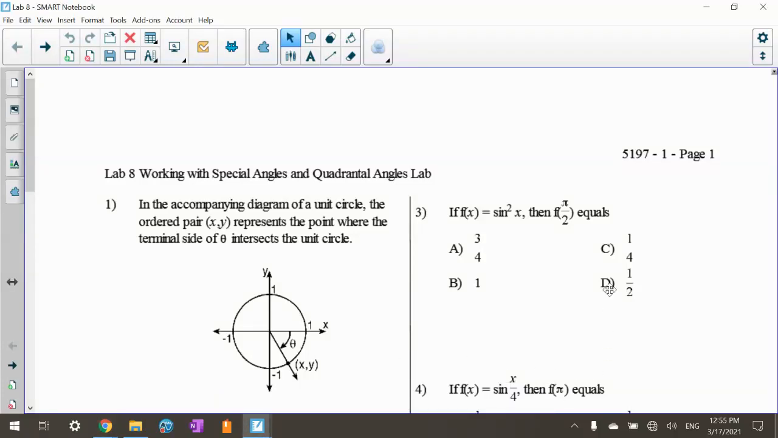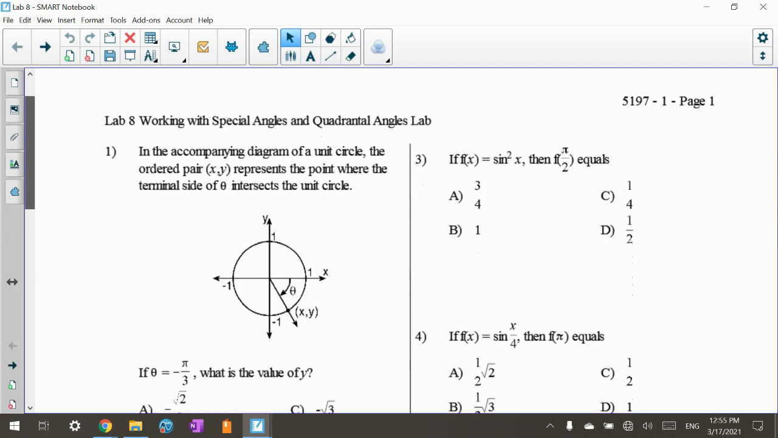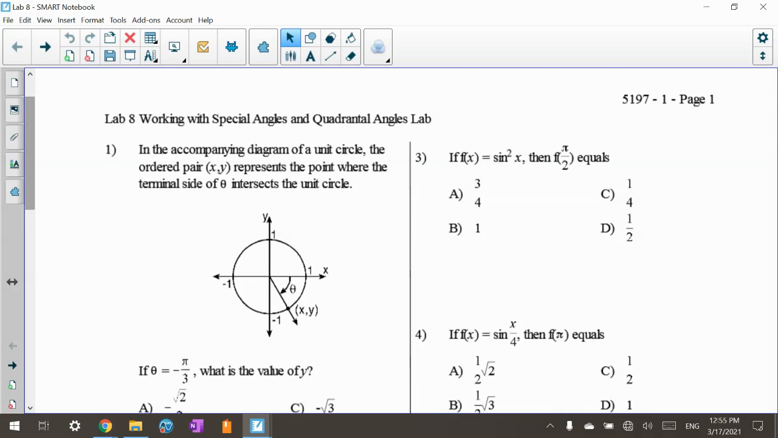This video is for pre-calculus. I call it Lab 8, working with special angles and quadrantal angles lab. And you need to have your chart or your table with you as you do this. I'm going to do some of the problems with you that we did in class, and I'll try to do some hit and miss of this lab to help you out.